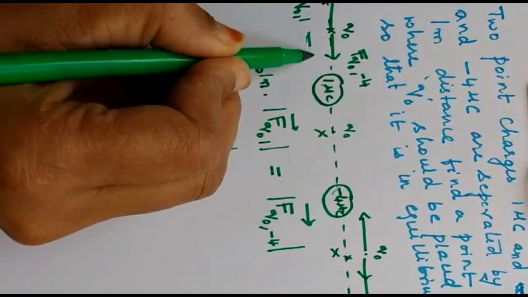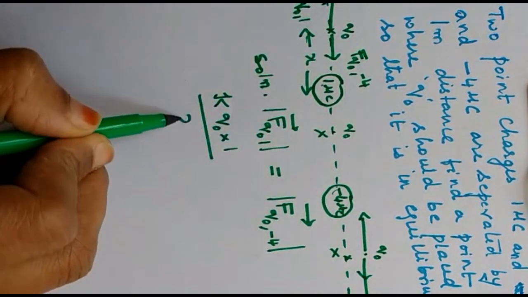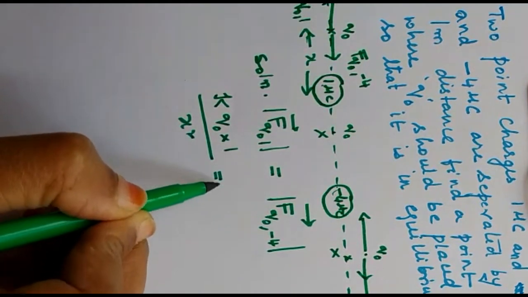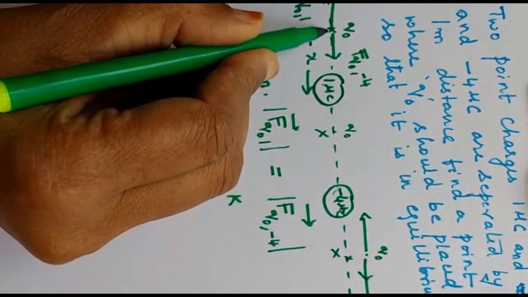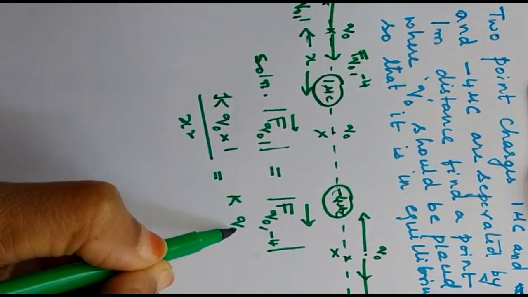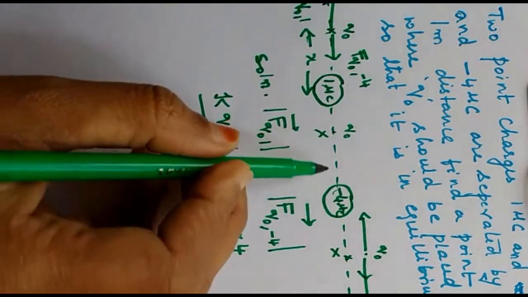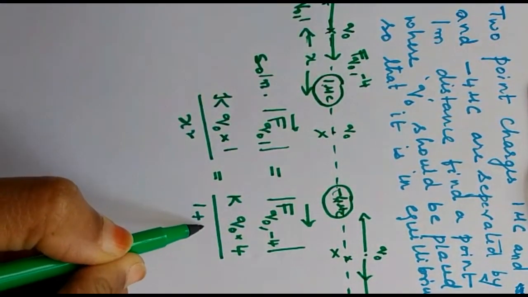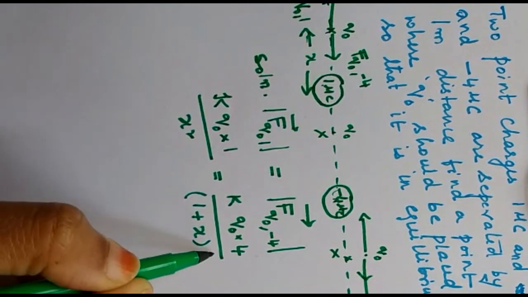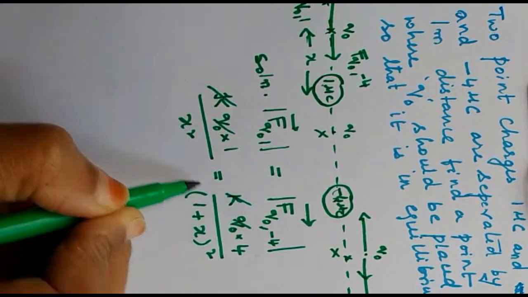By, let this distance be x, by x square should be equal to k into force between -4 and Q naught, Q naught into 4. Only take the magnitude, don't put minus sign. Distance from -4 to this point is 1 plus x whole square. 1 by 4 pi epsilon naught Q naught will get cancelled.